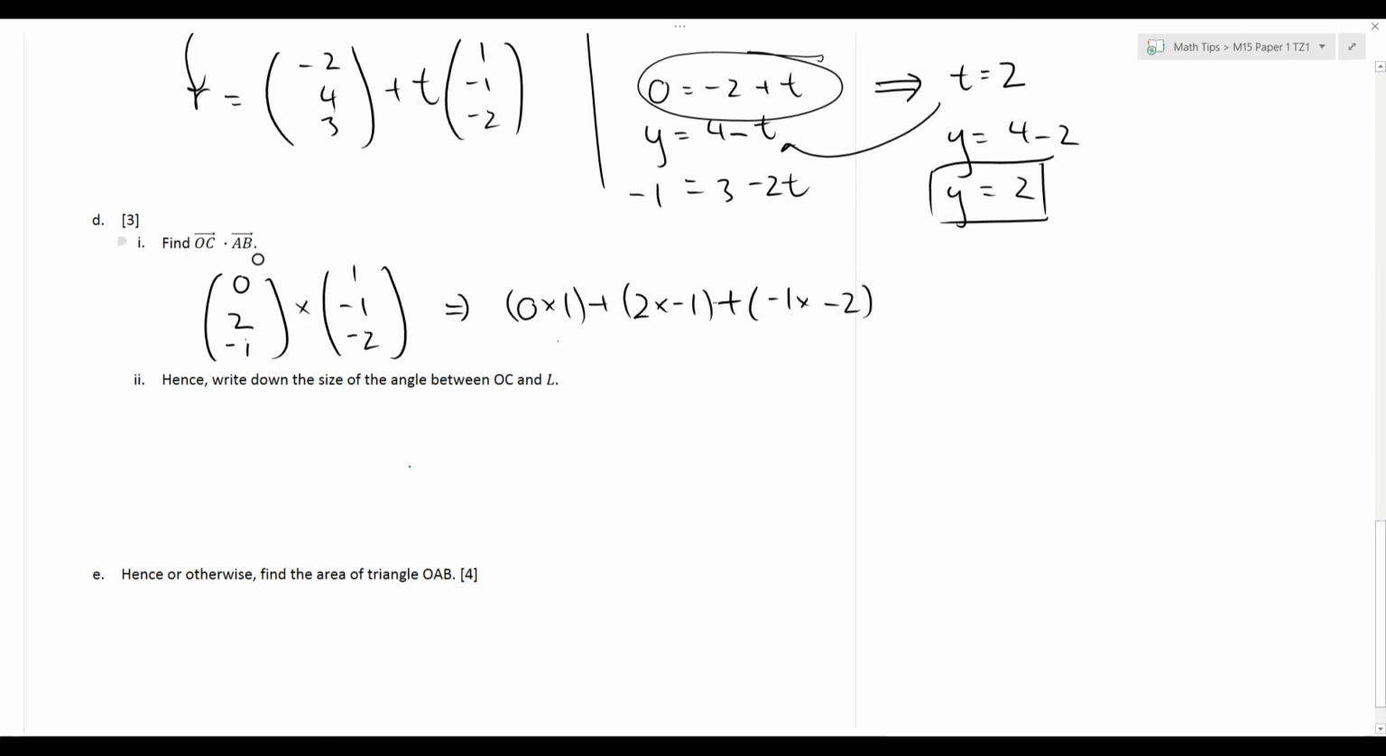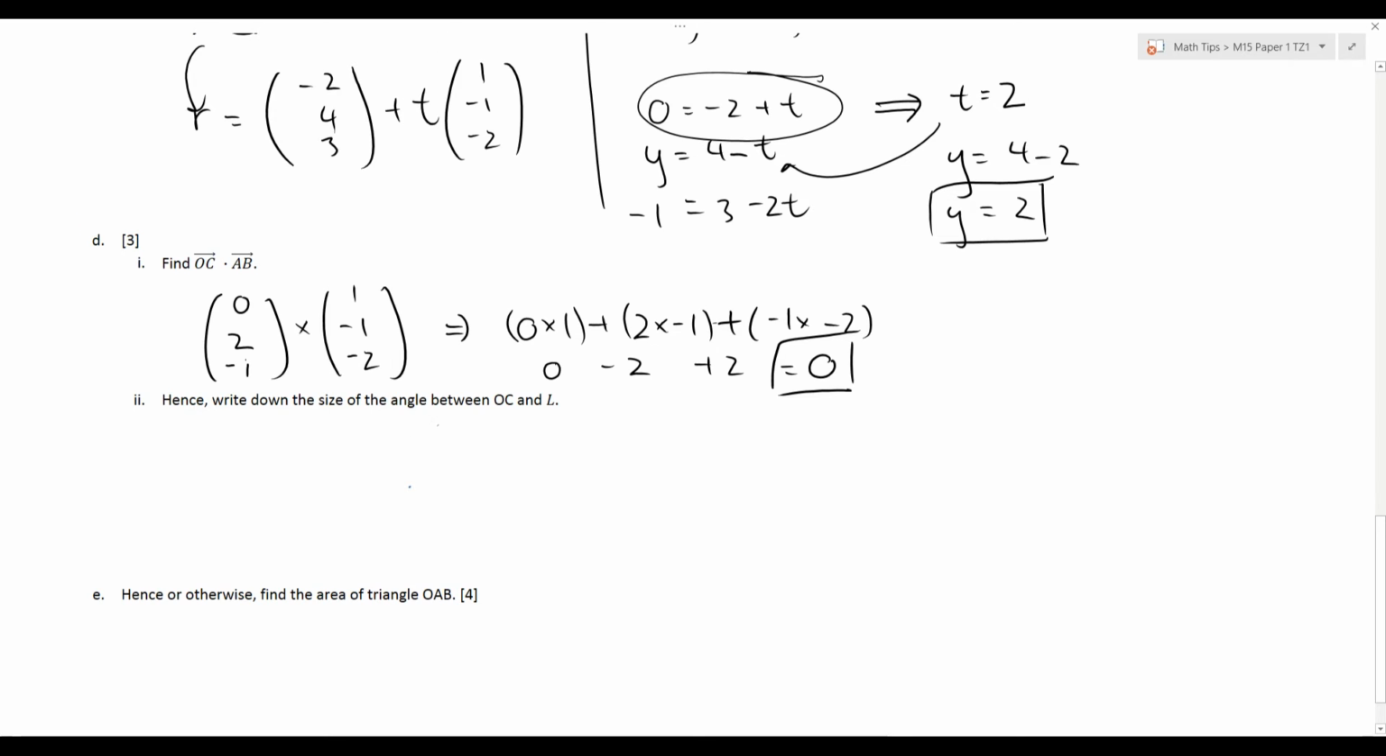So we get 0 plus, actually minus 2 plus 2, which is equal to 0. And that is the answer. Hence, find the size of the angle between OC and L. If it multiplies together equals 0, we know that simply by recalling the rule, it forms a 90-degree angle, or you can write this as our beautiful pi over 2.